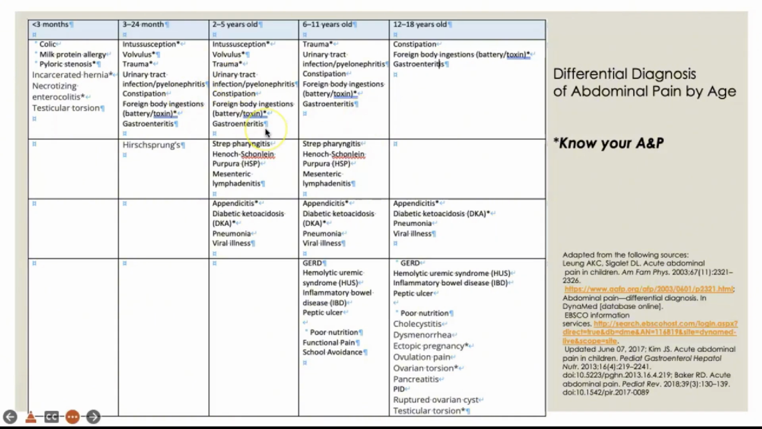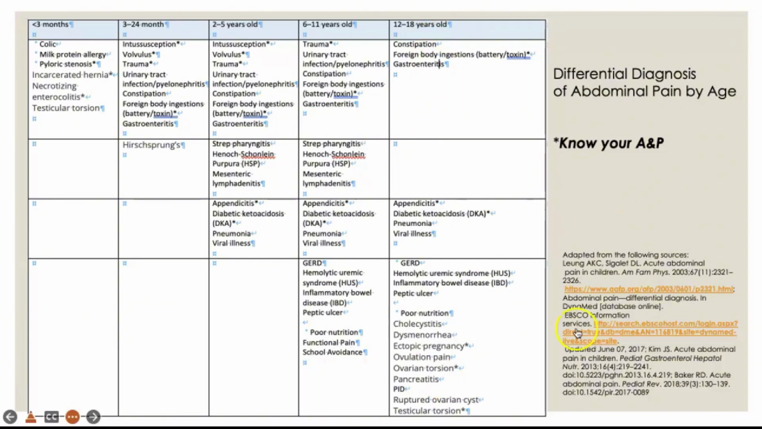This strep is caused by strep peritonitis. We think about HENT stuff, but sometimes it can present as abdominal pain only. Appendicitis is very common from the age of 2 to 18 years of age. Viral illnesses, right? Those are very common. As you get older, from 6 to 11 to 18, GERD is much more common. School avoidance is very common from 6 to 12 years old. Testicular torsion is very common from 12 to 18 years old.